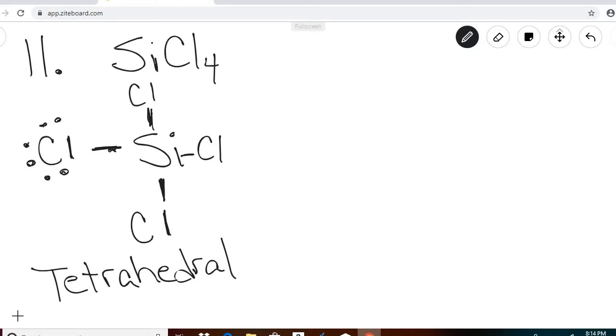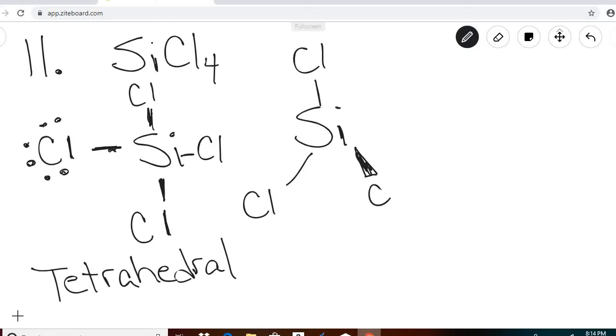And if we were to draw that, we'd put the silicon there, we'd have a chlorine out here, chlorine up here, and then draw the 2 that are pointing out and the one that is pointing back, like that. Okay, so that's the stick figure for a tetrahedral molecule.